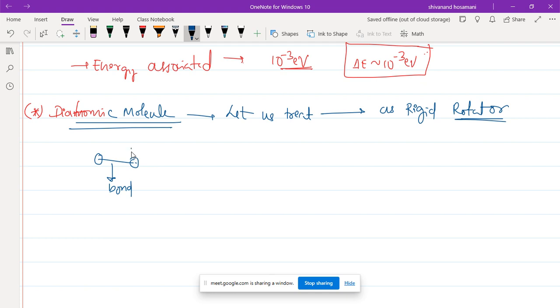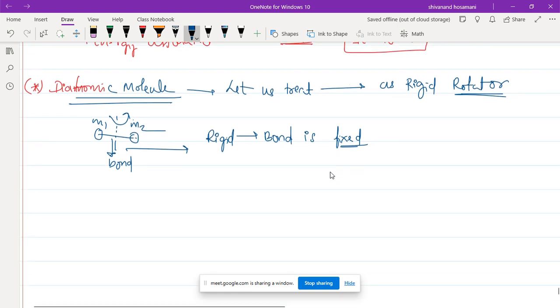So this is one atom. Let's consider this is M2 and this one is M1. As it is going to rotate along this axis, we are going to treat this as rigid. Why do we call this rigid? The bond is fixed, not flexible. Those molecules which consist of two atoms are known as diatomic. Diatomic molecules do not show pure rotation spectra because they do not have a permanent dipole moment.